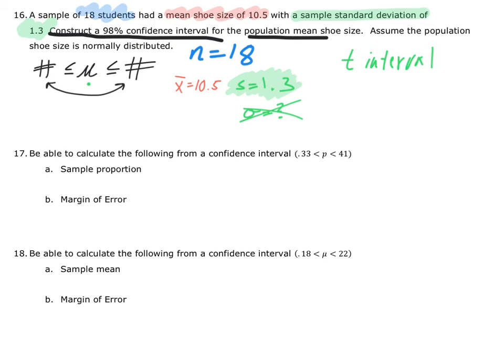My calculator takes a second to think, and once it's done, it's going to give me the value of 9.714, comma, 11.29. Did a little bit of rounding there.